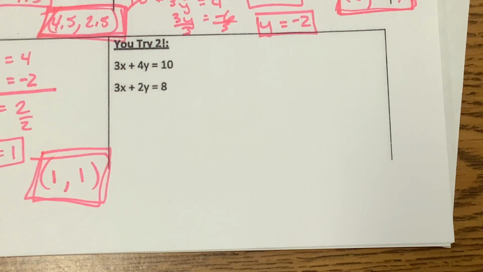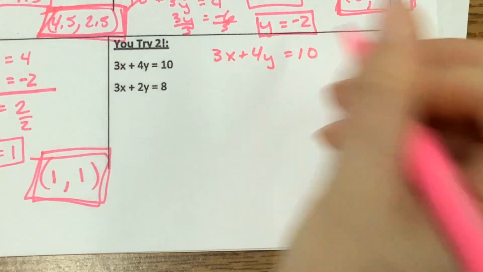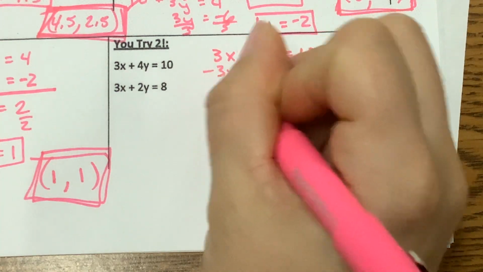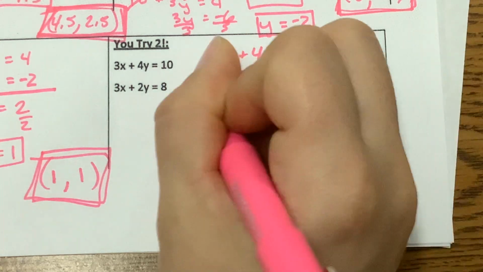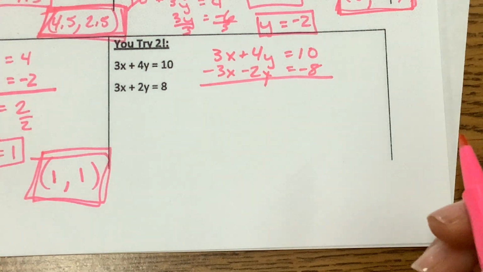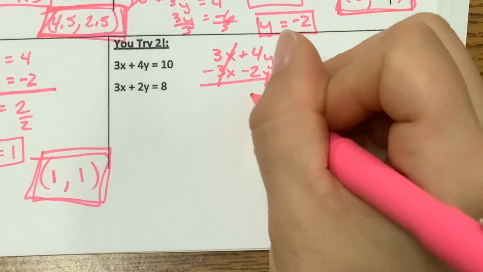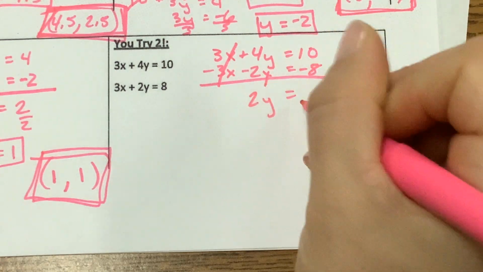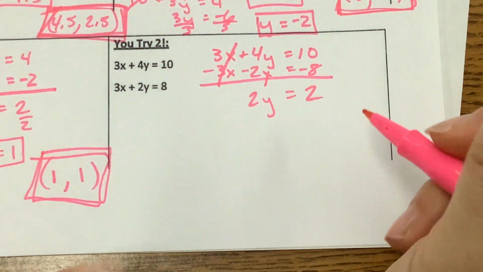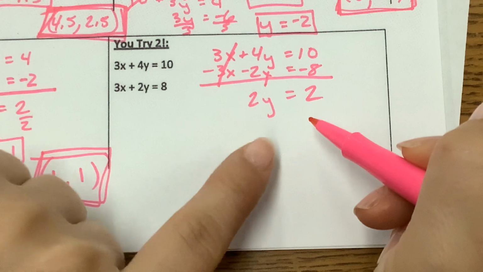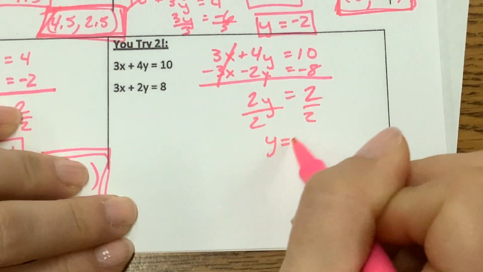Okay, and so if you copy this down, 3x plus 4y equals 10. Subtract 3x, subtract 2y, subtract 8. I just changed their signs, right? 3x and negative 3x cancel. 4 minus 2y, 2y. 10 minus 8, 2. Now this one's a little different because we're actually solving for the y value first. It shouldn't change what we do though, right? Divide by 2. And y equals 1.